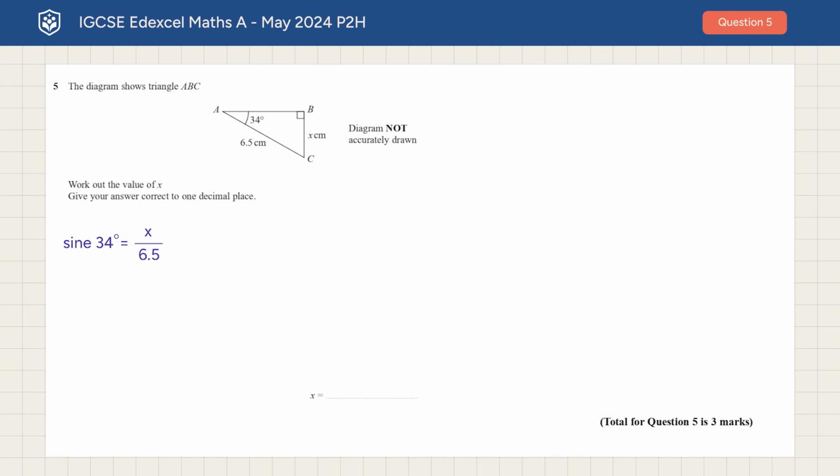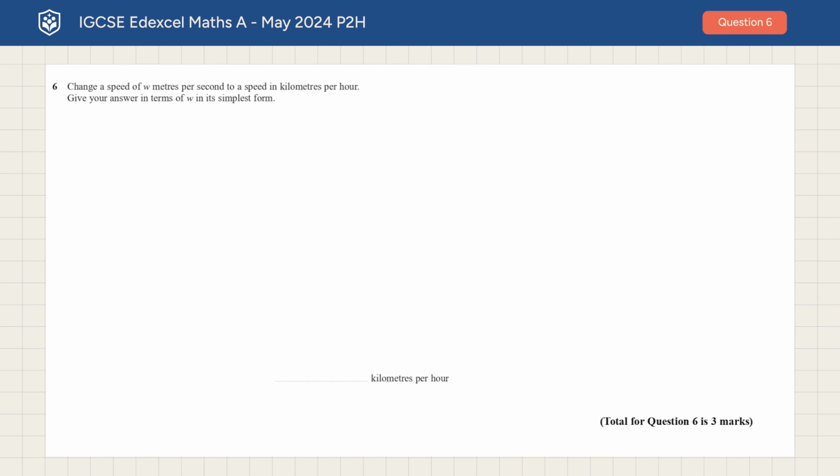Now solve for x. Multiply both sides by 6.5. This gives us x equals 6.5 times sin 34 degrees. Make sure your calculator is in degree mode. Calculating this gives x equals 3.6347, and so on. Rounding to one decimal place, we get x equals 3.6.